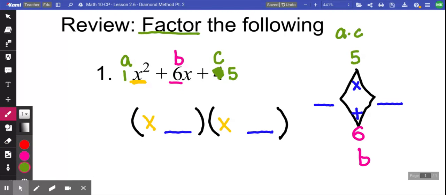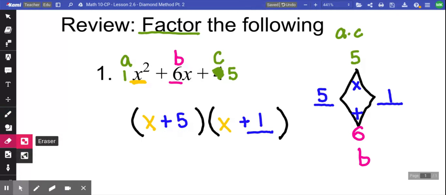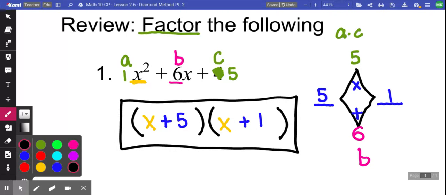So you're looking for two numbers that multiply to be 5 and add to be 6. In this case, two numbers that multiply to be 5 and add to be 6 would be 5 and 1. 5 times 1 is 5. 5 plus 1 is 6. Those numbers on the sides of the diamond are the numbers that create these binomials, like that. And we have now taken a trinomial and turned it into multiplication.